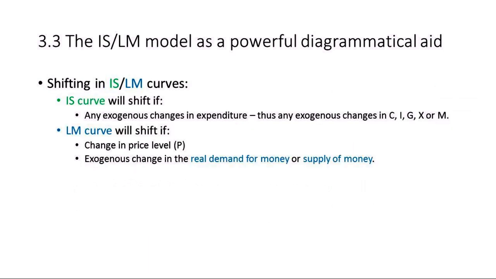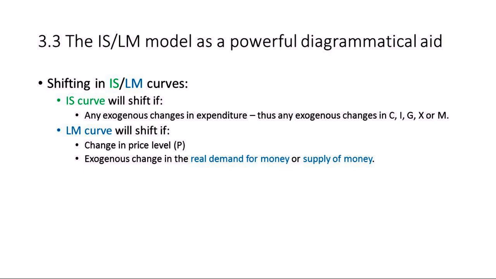Movements of either the whole IS curve or the whole LM curve, you are already familiar with what drives such a change. The IS curve will shift if there's a change in exogenous expenditure. So it could be an exogenous increase in consumption or investment or government spending or exports or imports. The LM curve will shift if there's a change in the price level, because remember, on the monetary side, we're looking at the real demand for money and the real supply of money. That's where we're dividing by the price level. It could also shift if there's an exogenous change in the real demand for money or the supply of money, typically as the Reserve Bank would influence the supply of money in monetary policy.